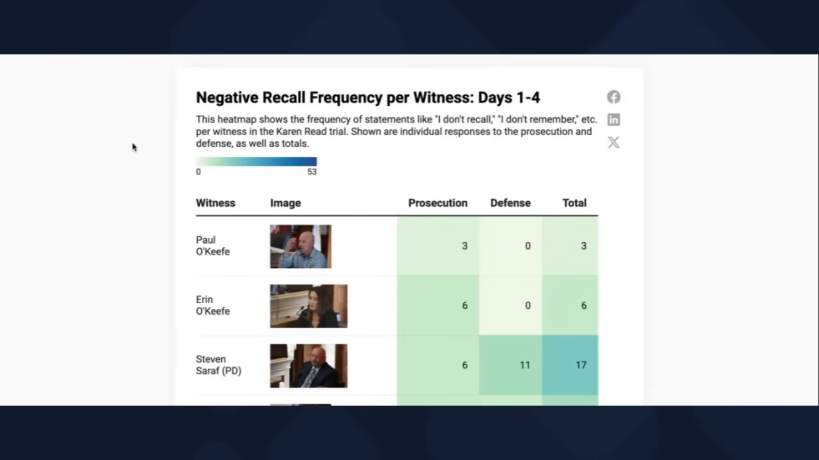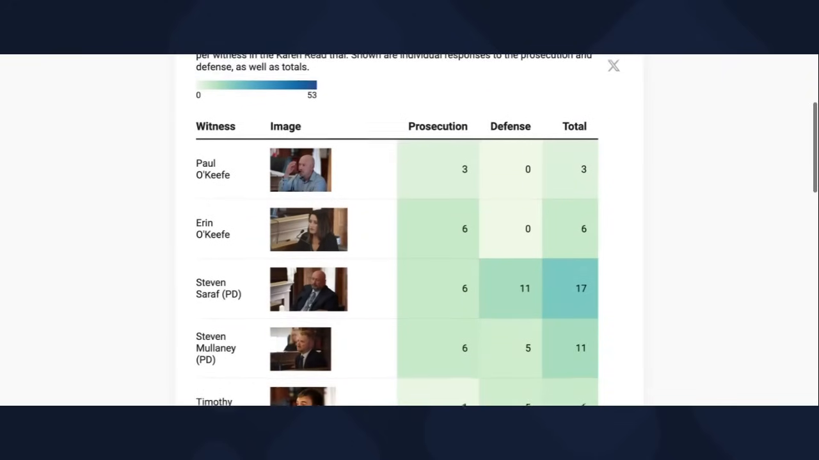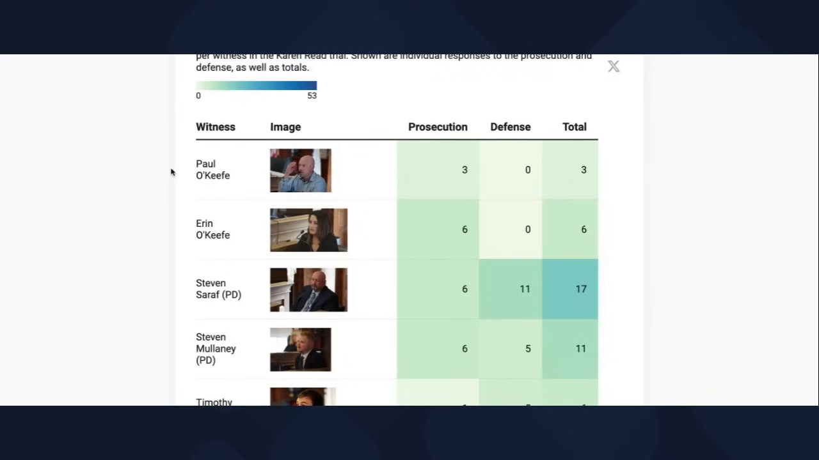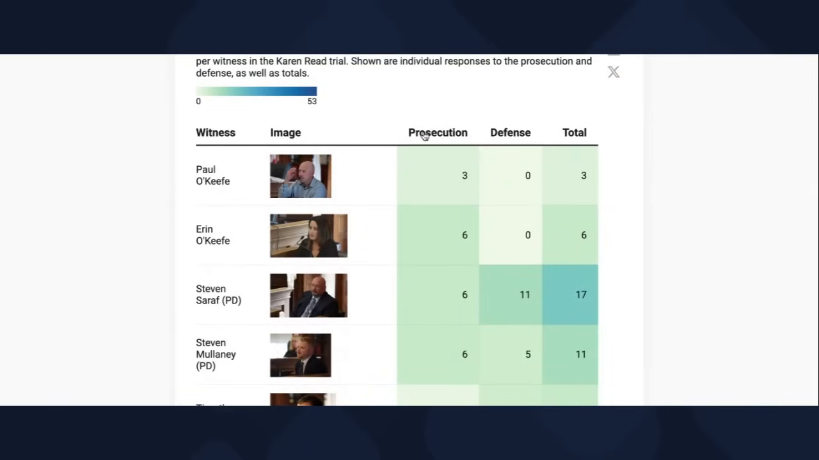And that's exactly what I have charted out here. So it's a basic table, really, and a heat map. As you can see, I've got the witness name, an image to help you remember who it was, and then how many times they gave negative recall to the prosecution questions, the defense questions, and then I wanted to total all of the responses.